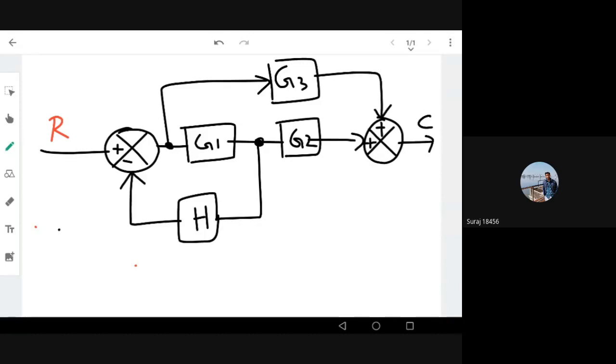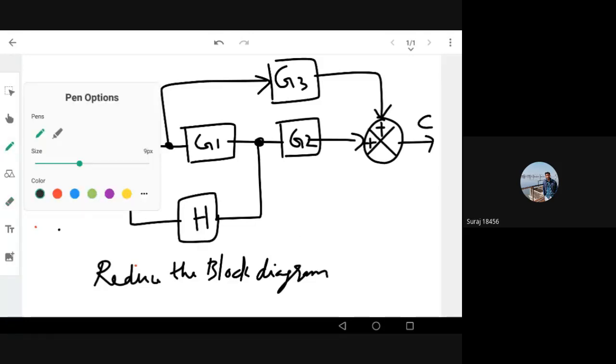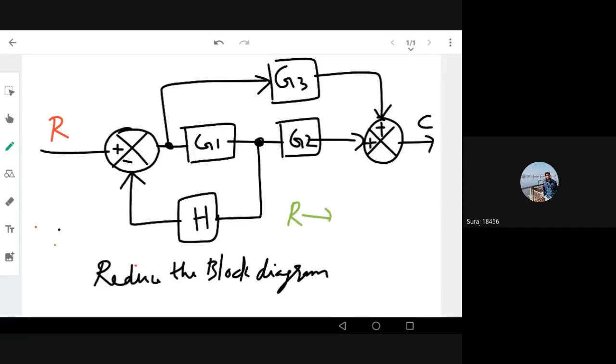Now the question in the exam will be: reduce the block diagram. You have to reduce the block diagram and represent the whole thing using a simple block diagram with R as input signal, a simple transfer function, and output C. So this is what you need to find. So reduce the block diagram.